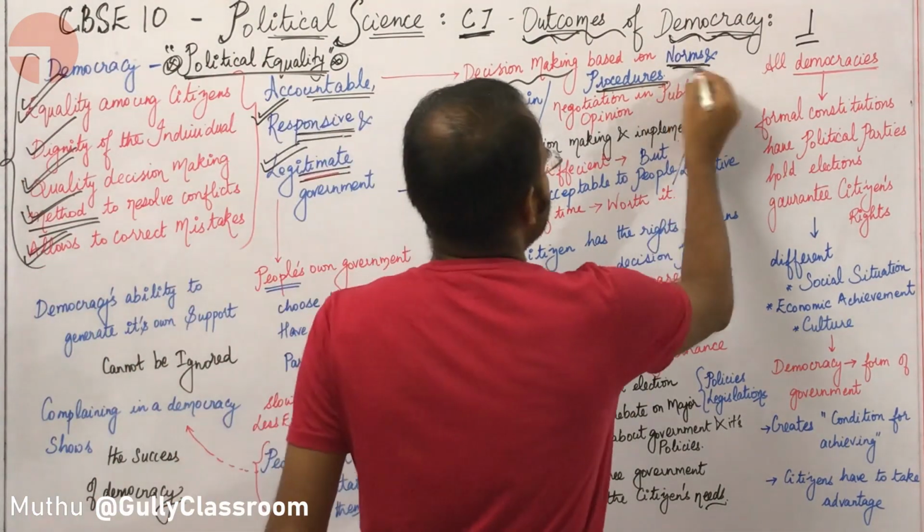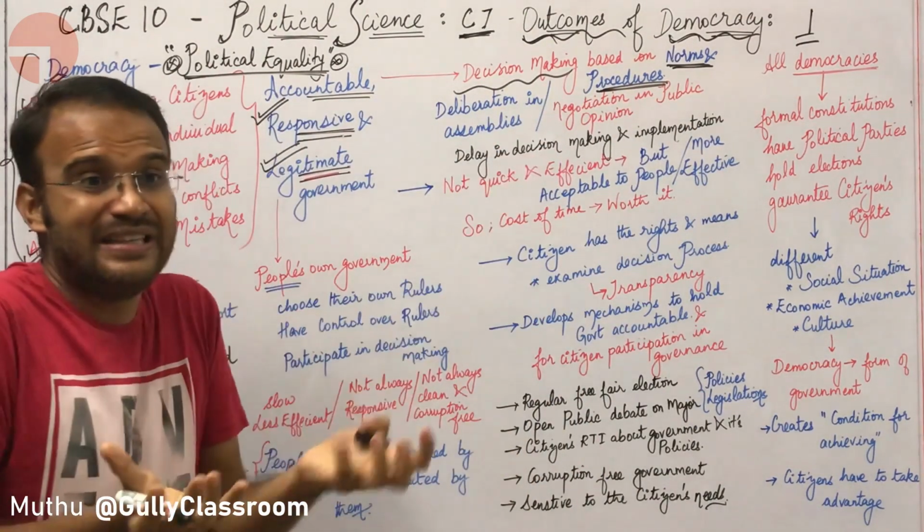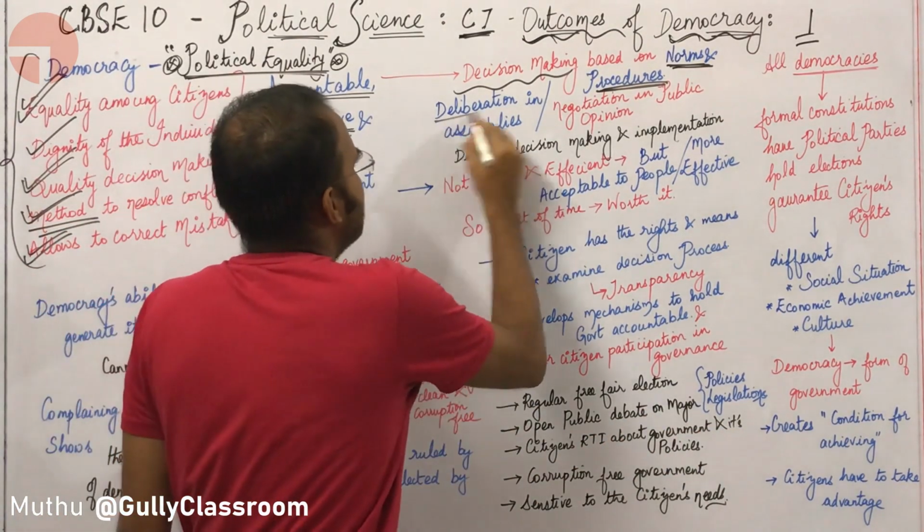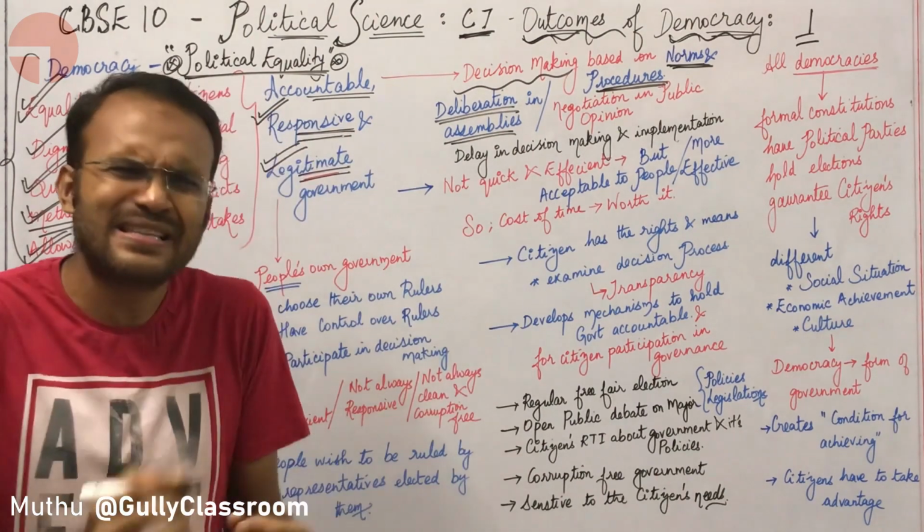So there is a fixed norm and procedure, and these policy decisions are not just simply taken, they are deliberated on. They are deliberated in assemblies. Yes sir, deliberated.